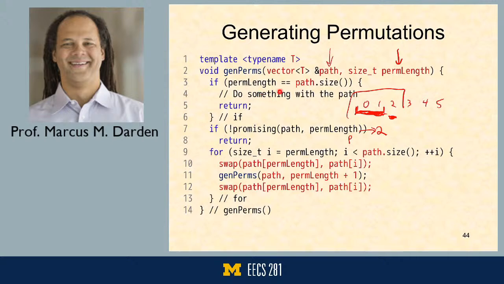So that's where do something with the path comes into place. You have to figure out if this actually is the best you've seen, and if it is, I need to save it for later, because when I'm done with everything, I need to print it. So that's where the do something is.